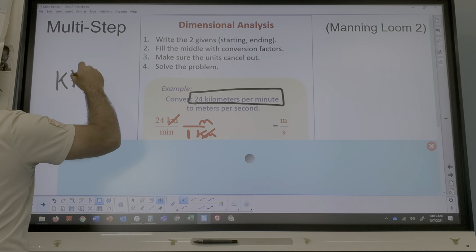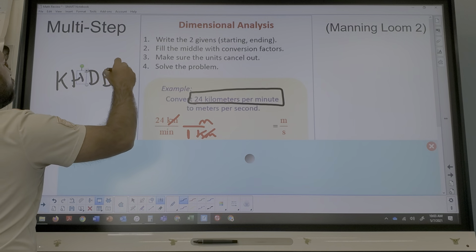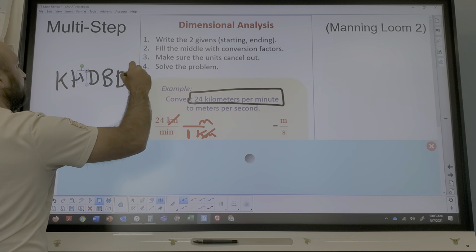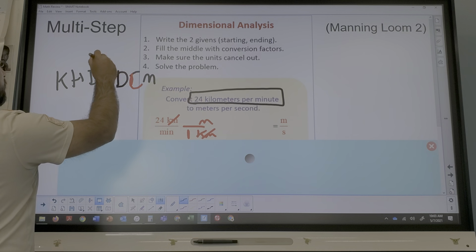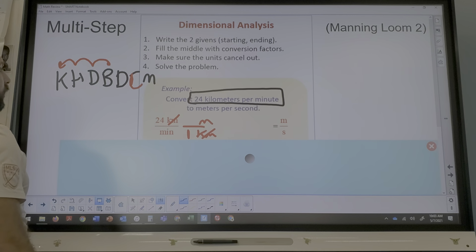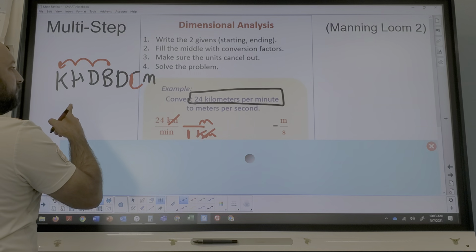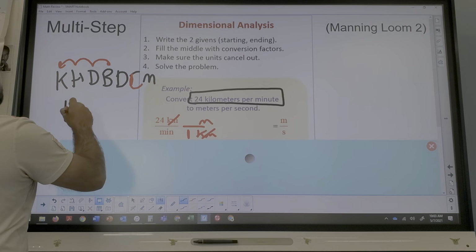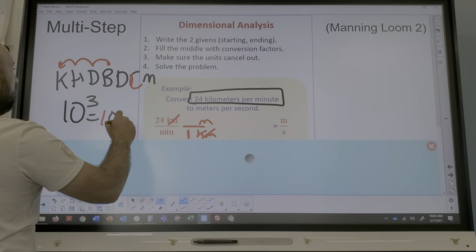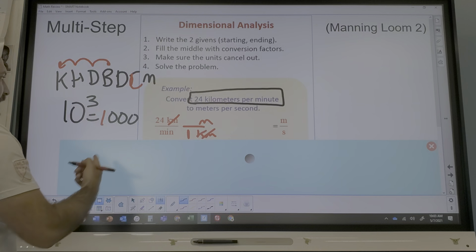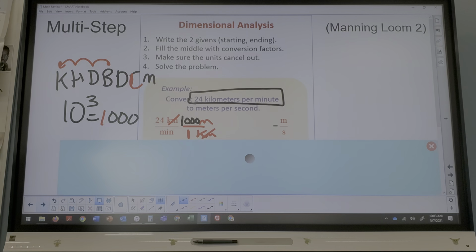King Henry died by drinking chocolate milk. All right, so I want to go from my base unit, which is meters, 1, 2, 3, over to kilometers. Okay, so it's 3 units to get over there, so 10 to the 3rd power, which would be 1,000. And in fact, kilo means 1,000, so there are 1,000 meters in 1 kilometer. Okay, there's my conversion unit.